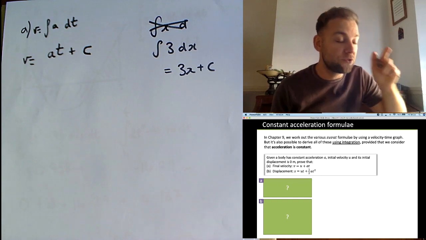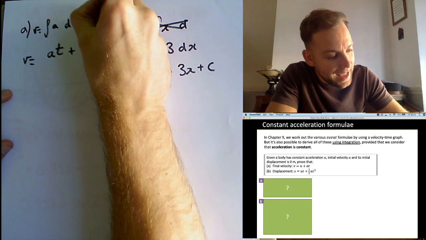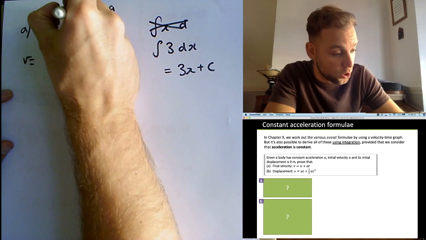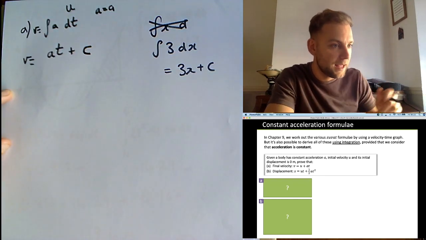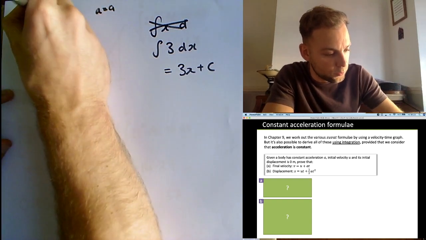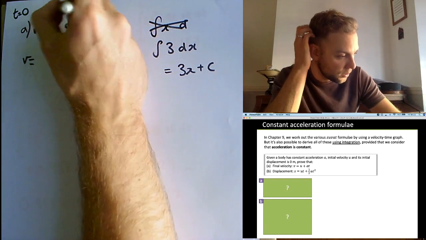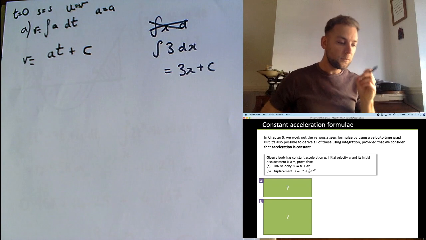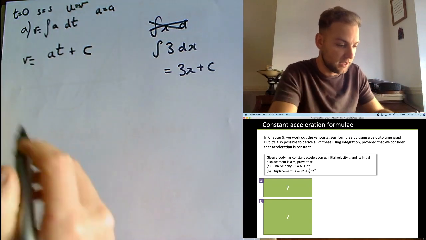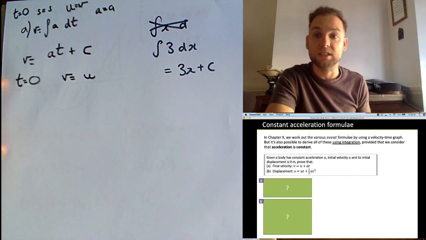Now, I use these initial states to find out my formula. It tells me that a is equal to my acceleration. It tells me that my initial velocity is equal to u, so that's my starting velocity. So when t is equal to 0, s is also 0 and the velocity is equal to u, my starting velocity.